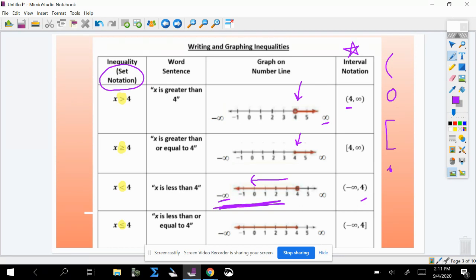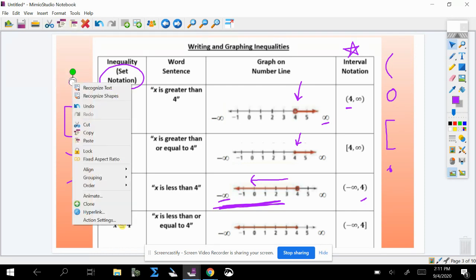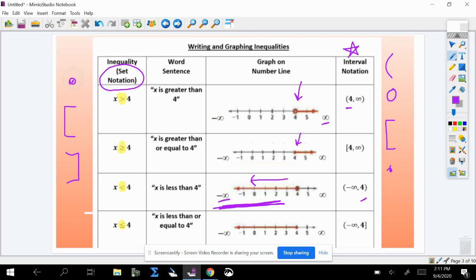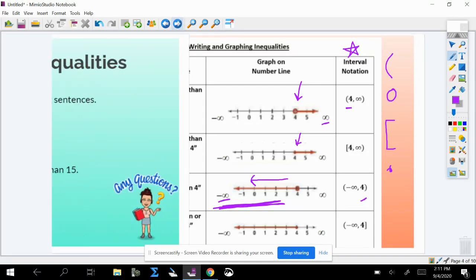And then finally, the bottom one, now we're including 4, but all the numbers up until 4 including it, so we have a bracket around it. Great rule of thumb, something to maybe jot down in your notebook: the only time that you will ever use a bracket is if you have a closed circle. Kind of draw it a little bit better like that. That is the only time that you'll use a bracket. All right, so let's get to it.